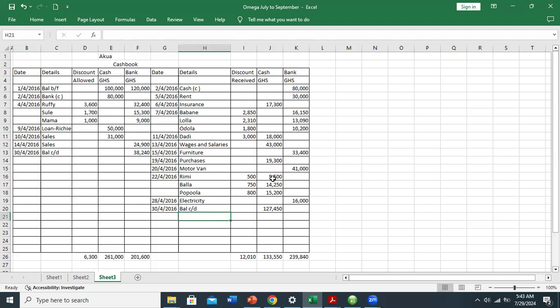Now, please listen. For the discount allowed and discount received, you don't put any carry down or brought down. So let me finish it up and I'll tell you what you do with your discount allowed and discount received columns. So we have our carry downs inside. Let's draw the total for the cash and bank. So the total for cash will be 261,000. That of bank is 239,840. So we repeat same on the 261,000 and 239,840.